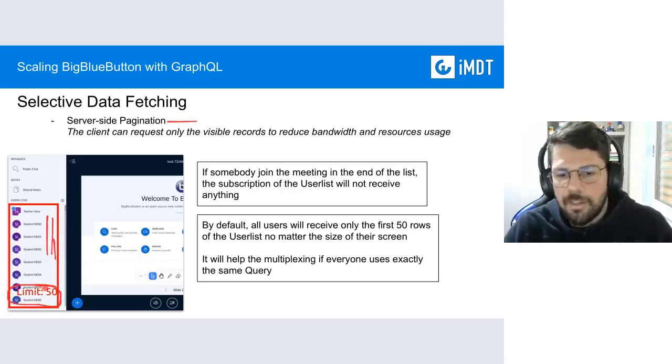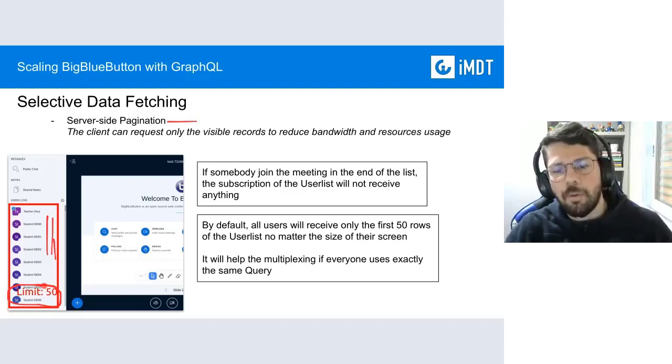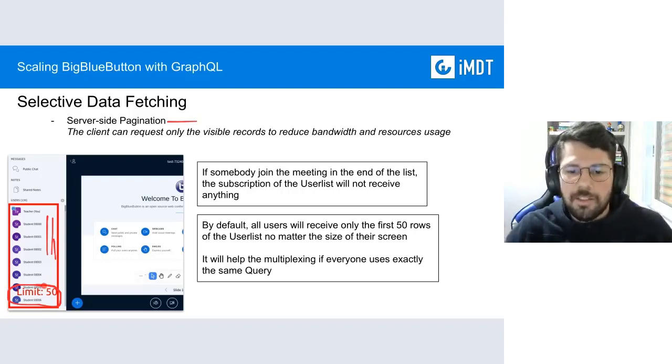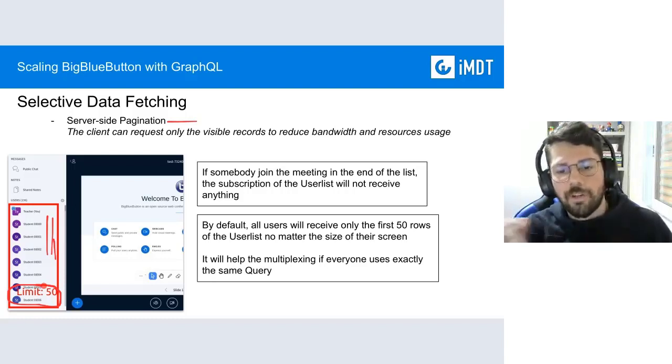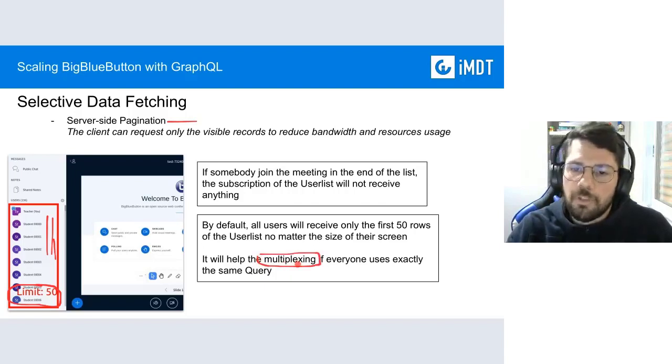It doesn't matter if I can see 50 or not, but it's useful, because if everybody in the meeting asks for the same number of users, the server will have exactly the same query for everybody, and then the server will be able to use multiplexing. So it will have only one query for everybody. It will be much lighter for the server. It will reduce the CPU processing.